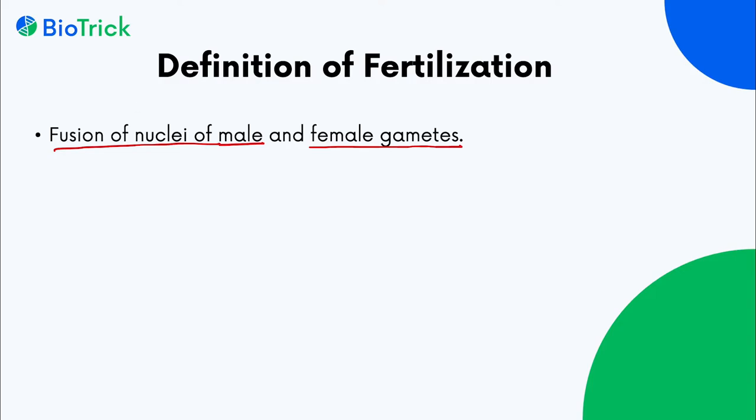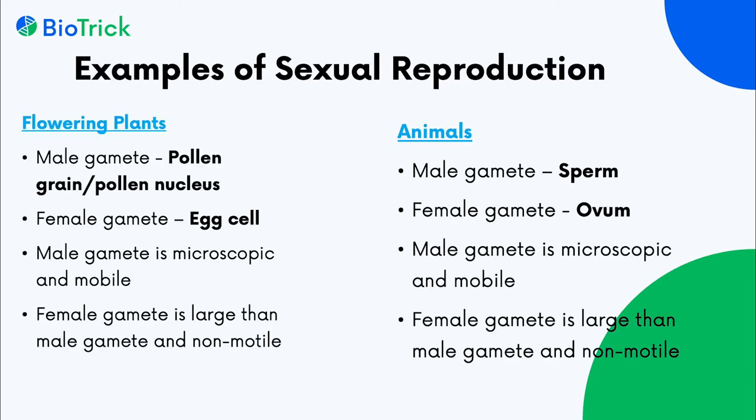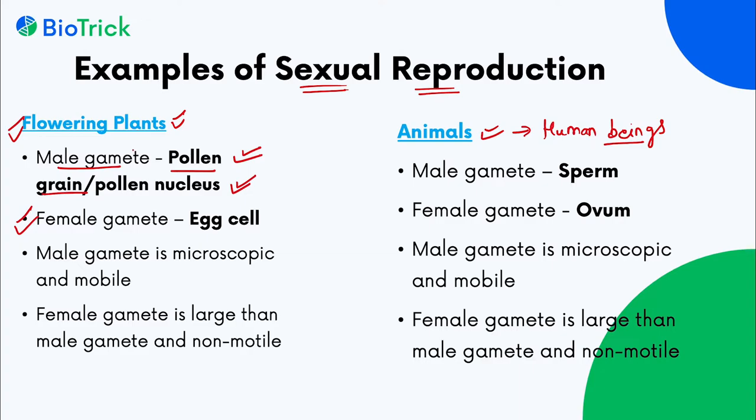Next is examples of sexual reproduction. Now let's see some examples of sexual reproduction in flowering plants and animals, basically in human beings. In flowering plants, male gamete is pollen grain. That is, what is the male gamete of flowering plant called? It is called pollen grain or pollen nucleus. Female gamete of flowering plants is called egg cell.